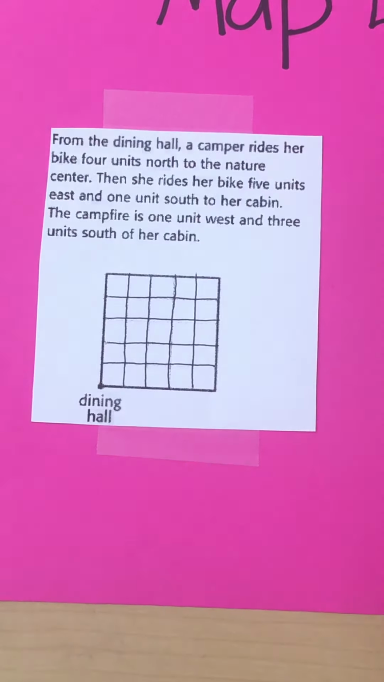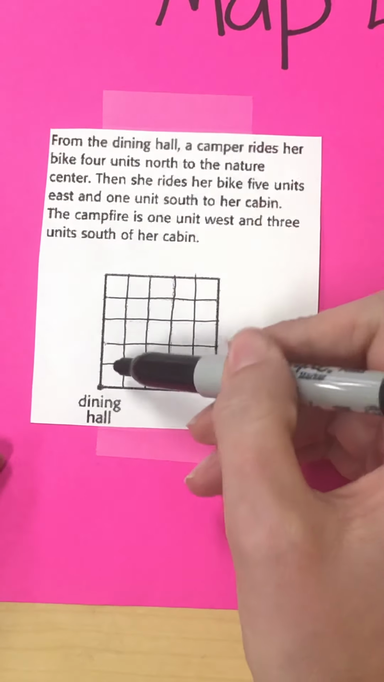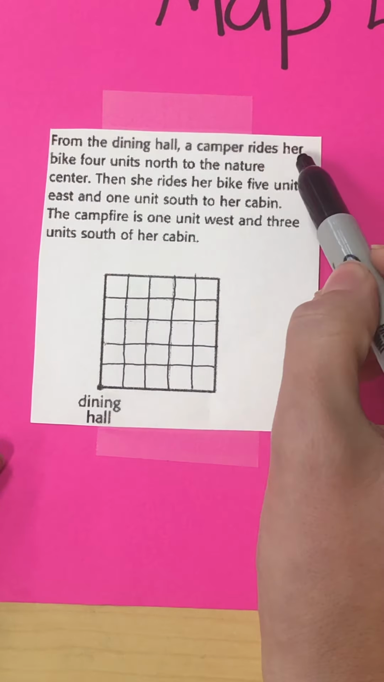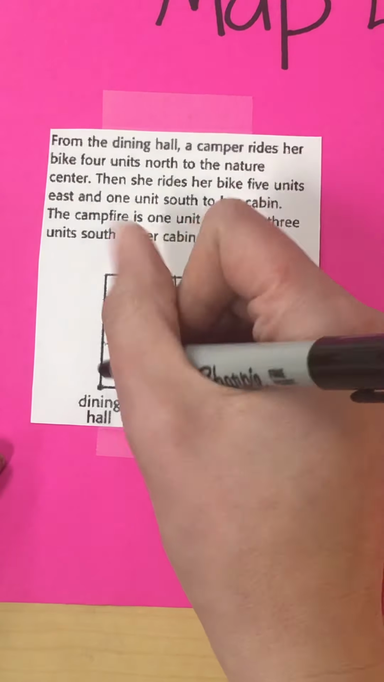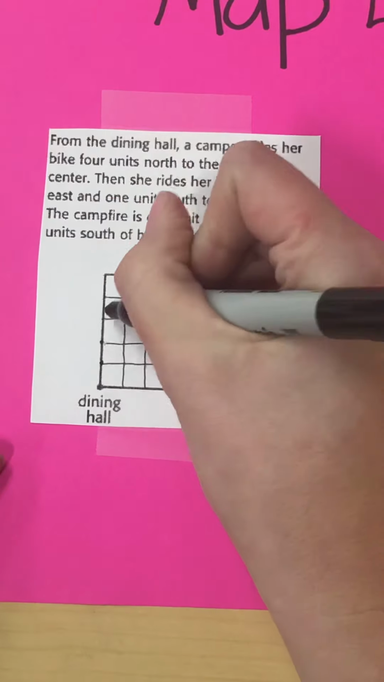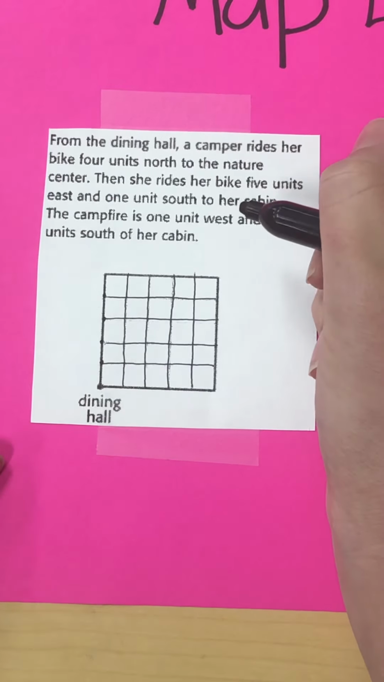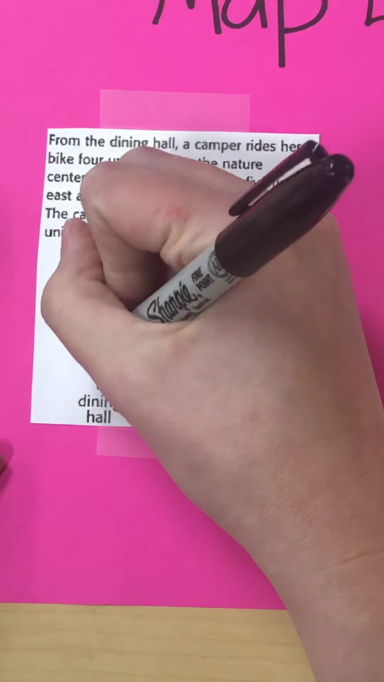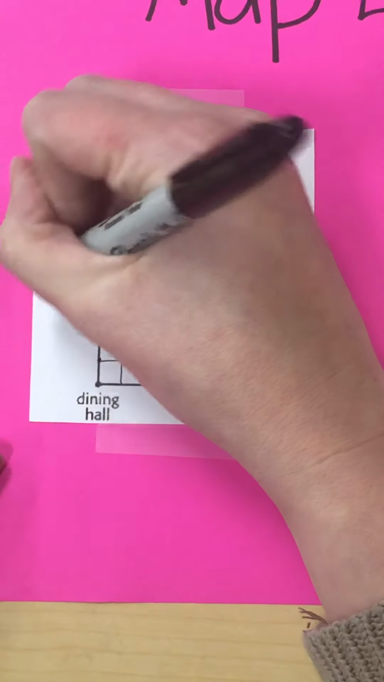Okay, so the first one says, from the dining hall, a camper rides her bike 4 units north to the nature center. So we start at the dining hall, right? Because that's what it says. And then the camper rides her bike 4 units north. So this is north, right? So you're going to go 1, 2, 3, 4 to the nature center. So we know that this is the nature center.